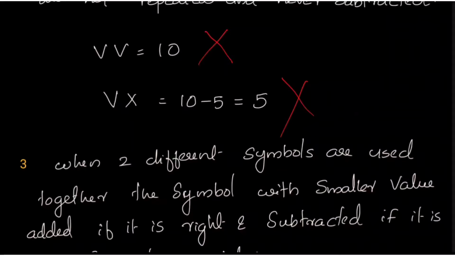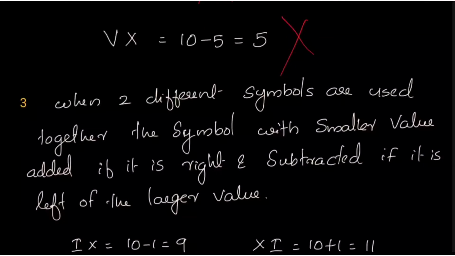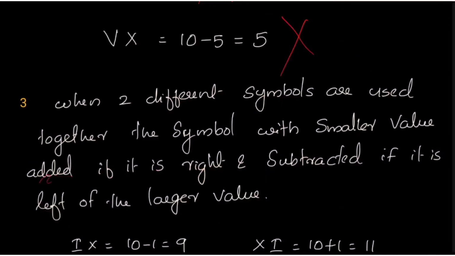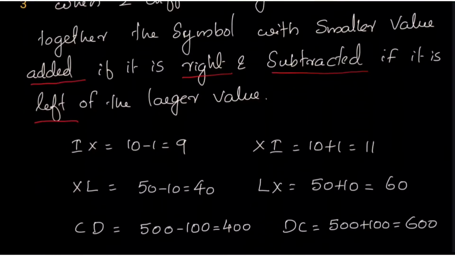When two different symbols are used together, the symbol with the smaller value is added if it is right of the bigger number, and it is subtracted when it is left of the bigger number. That is the difference. Here there is an example.